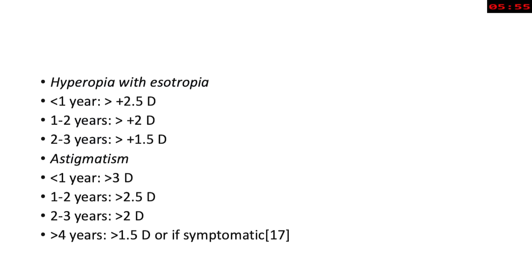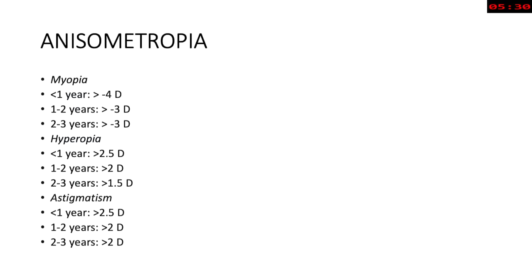If the child is less than 1 year, 2.5 or more has to be corrected. At 1 to 2 years, give +2 diopter, and at 2 to 3 years, you start correcting once it is more than 1.5 diopter. Astigmatism, again, 2.5 or more has to be corrected. If the child is 4 years and above, then you have to correct if it is more than 1.5 diopter, or if the patient is symptomatic. When you are anisometropic, then you have to correct earlier. So the threshold reduces: more than -4 diopter in less than 1 year. In hyperopes, it is more than 2.5 diopter, and in astigmatism, again, it is more than 2.5 diopter.